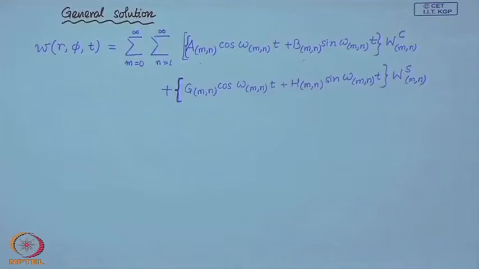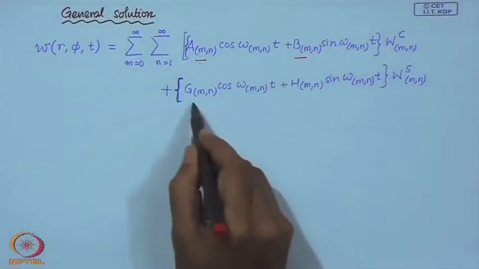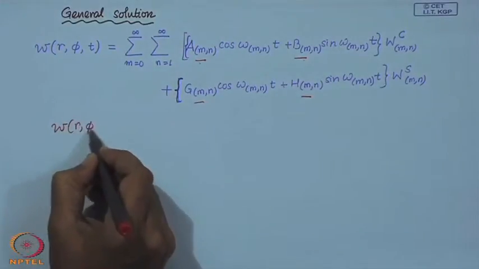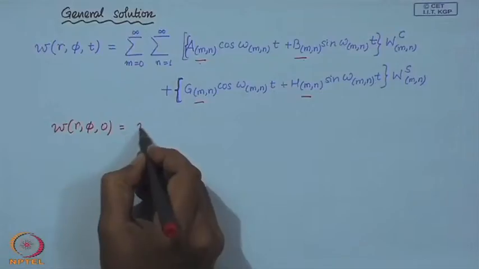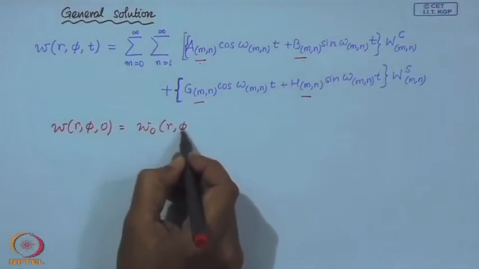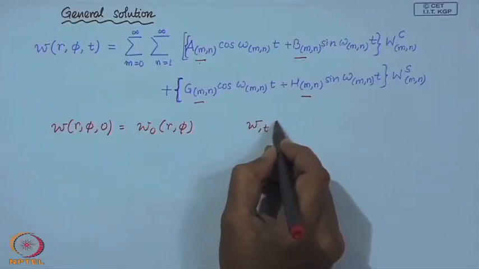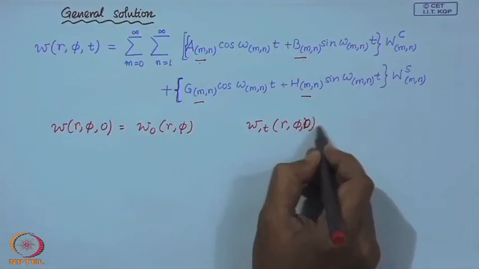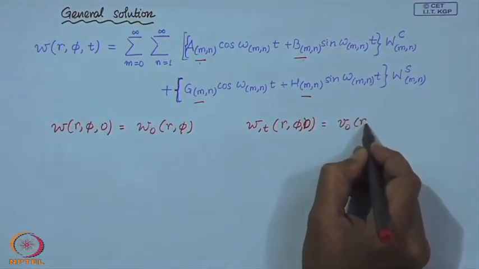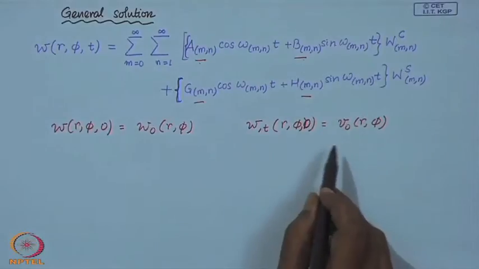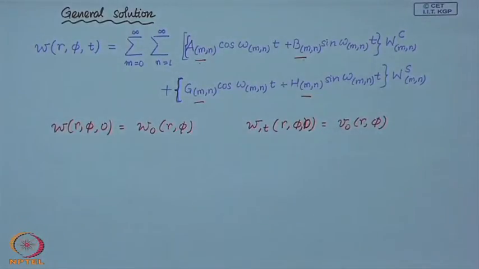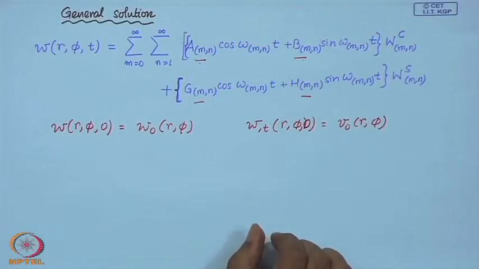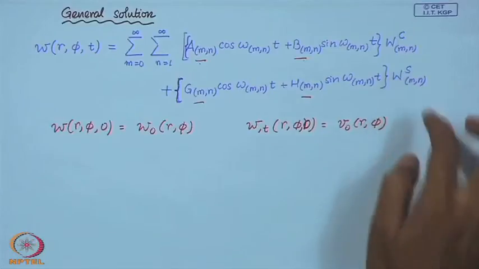Here these coefficients, the constants, are to be determined from the initial conditions. So, from these initial conditions then we can determine these constants using the orthogonality property of the eigen functions.